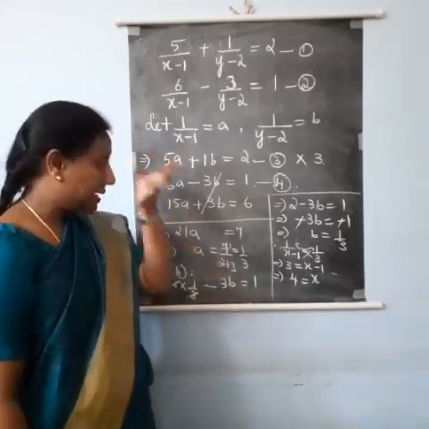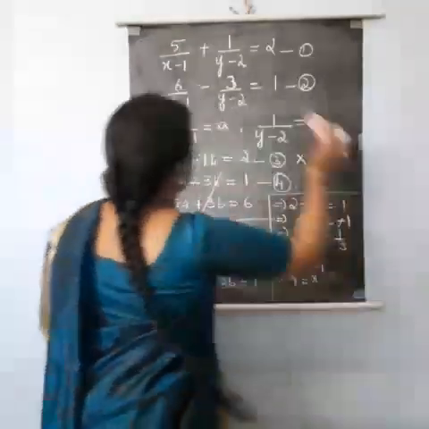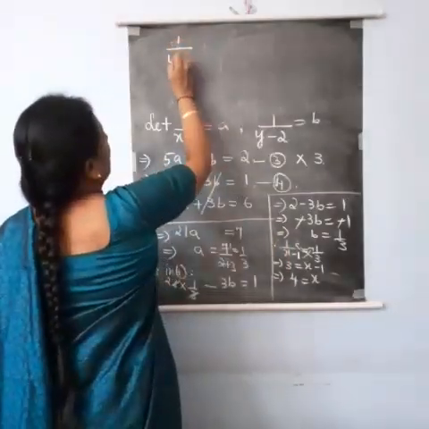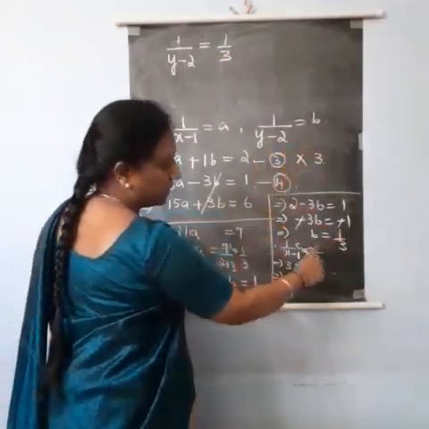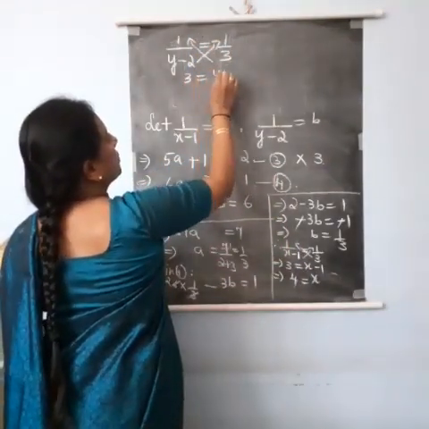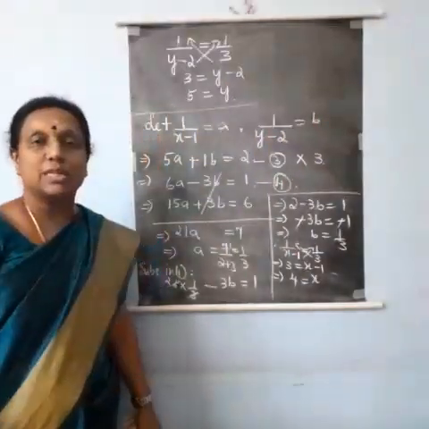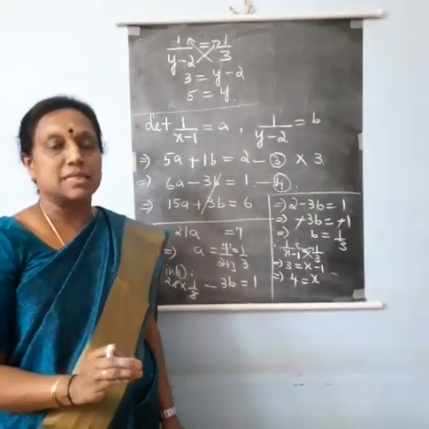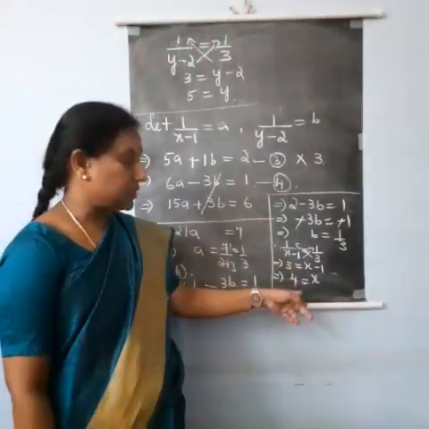Now let us see how this can be done for y. Shall we do it on the top? So what will happen here? You will have 1 by y minus 2 is equal to 1 by 3. 1 by y minus 2 equal to b, and b is 1 by 3. So when you cross multiply, what will you get? 3 is equal to y minus 2. That is, y is equal to 5. So we have got the value of x and y first by reducing it to the pair of linear equations and then solving for x and y. Okay, so this second part is very important, don't leave it out.